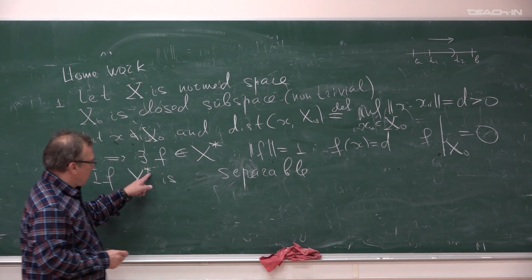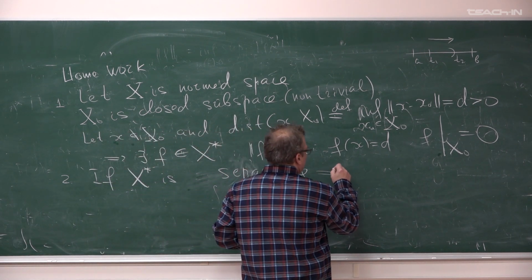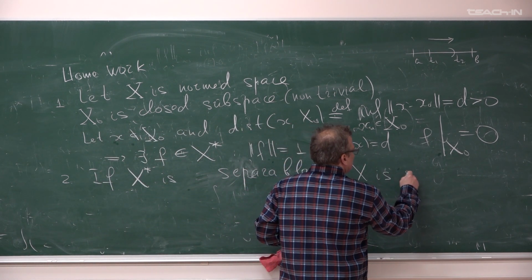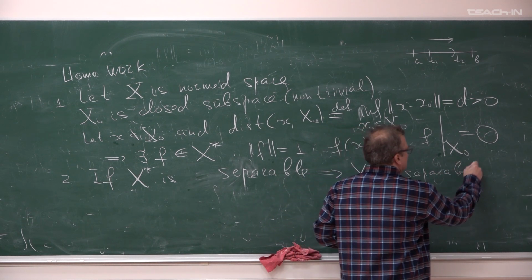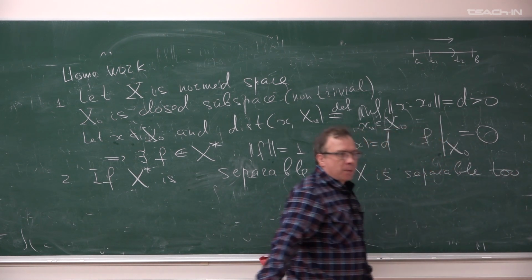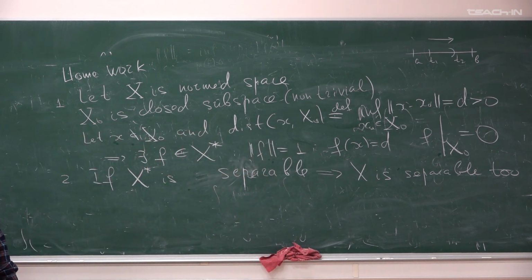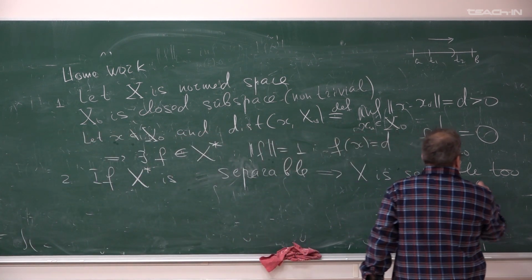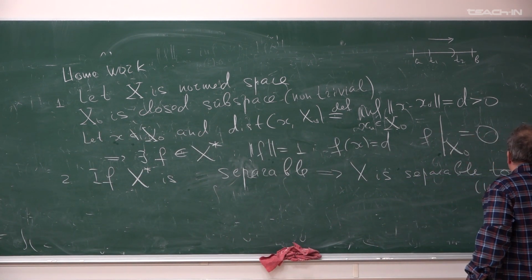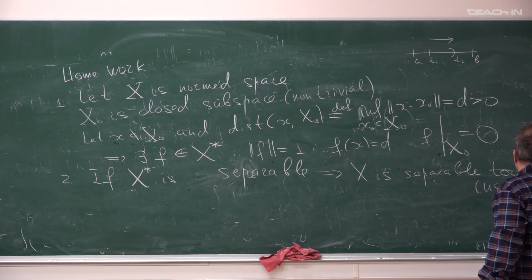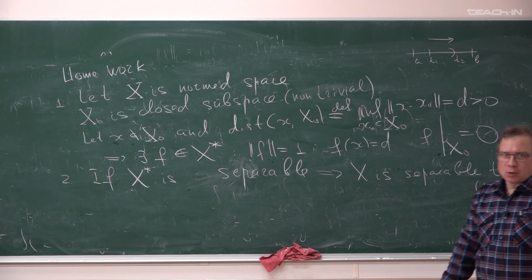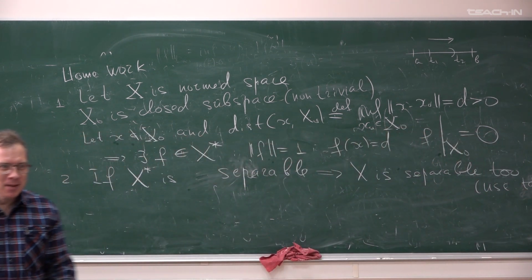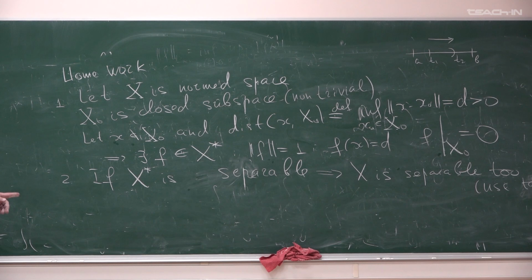Second, if X dual is separable, then X is separable too. Hint, use task 1. I like to solve problems by chain, step by step. Immediately from this problem, you obtain that L infinity star is not L1.